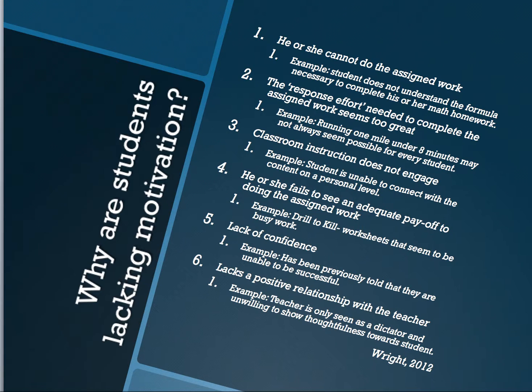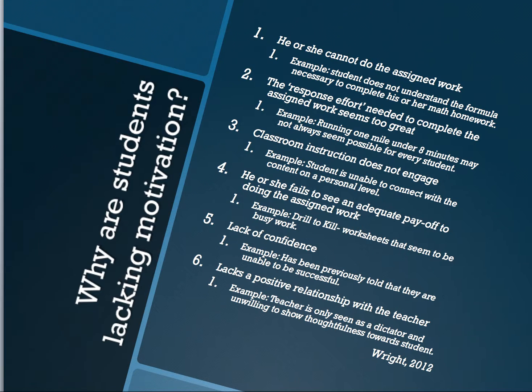The fourth reason might be because he or she fails to see an adequate payoff in doing the assigned work. The best example I could explain would be the drill and kill method. Worksheets upon worksheets that just seem to be busy work. We have 5 extra minutes in class, so finish this worksheet real quick. It doesn't make them really think too hard on the material. They just see it as a simple turn in the assignment, get the points.